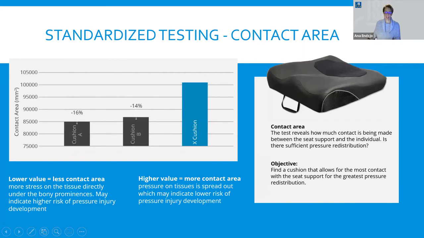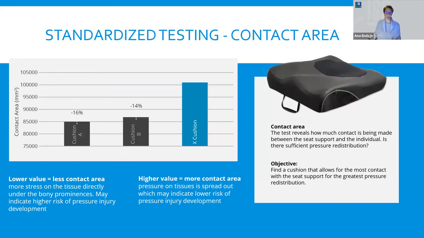Okay, sorry about that. So we see that when we look at this test result, cushion A and B made 16 and 14% less contact than cushion X. And since cushion X made more contact between the user and the cushion, this information helps me to see that the pressure is being spread out more evenly through the tissues with cushion X and is not localized at some high-risk area while using this particular cushion. So as a result, it may indicate to me that there's less risk for a pressure injury to develop or to help me heal a pressure injury at that particular site.